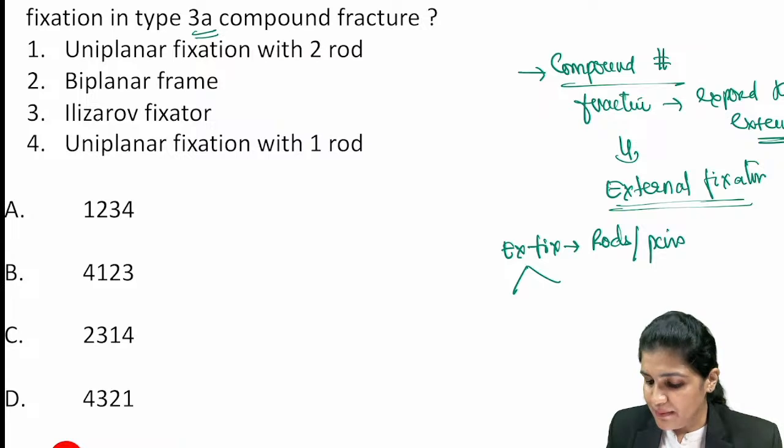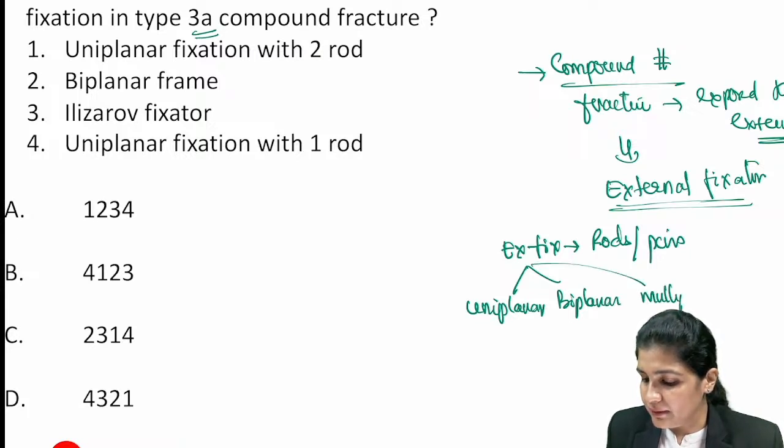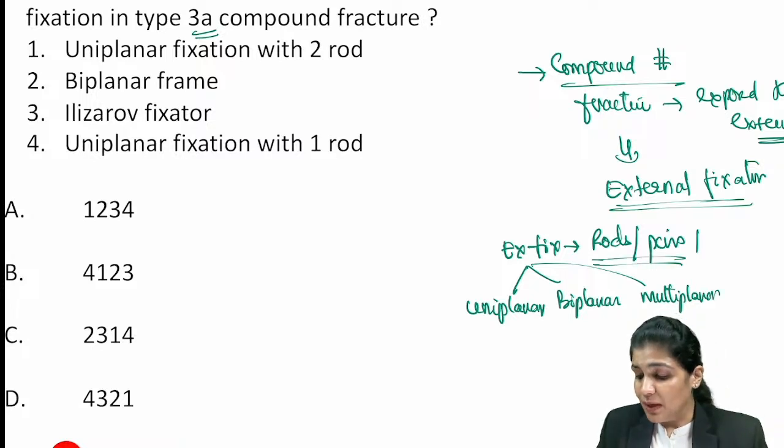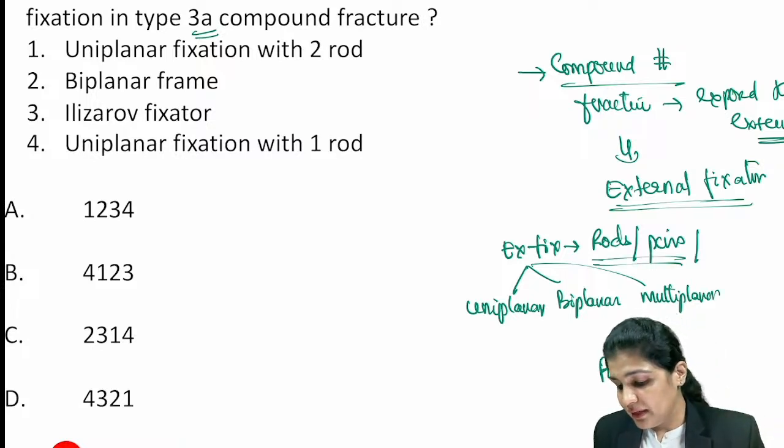So there are two types. There are uniplanar, they could be biplanar, or they could be multiplanar. So this is in case of rods and pins. There is one more type which is the ring external fixation, and this is called the Ilizarov external fixation.